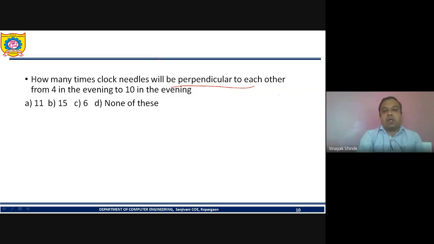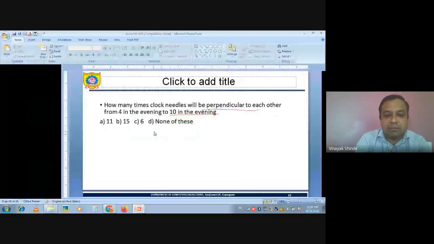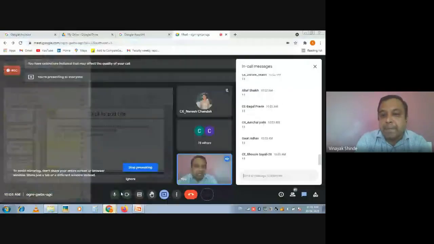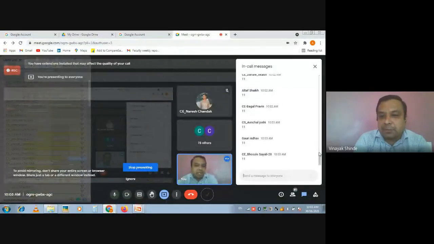How many times will the clock needles be perpendicular to each other from 4 in the evening to 10 in the evening? Many students are saying it is 11, which is the correct answer, because a 90-degree angle is there. Yeah, many students got the answer. Gauri, Bhosle, Bagul.